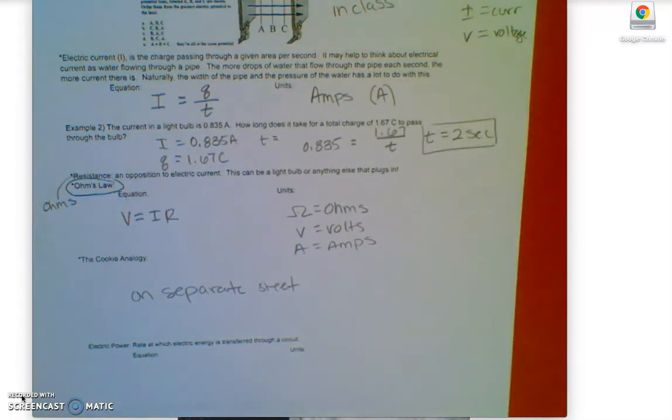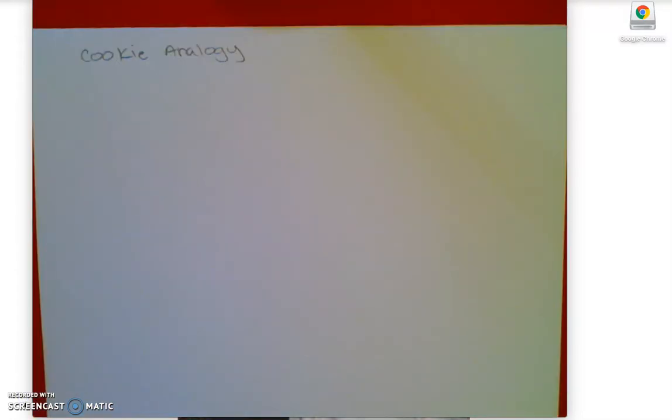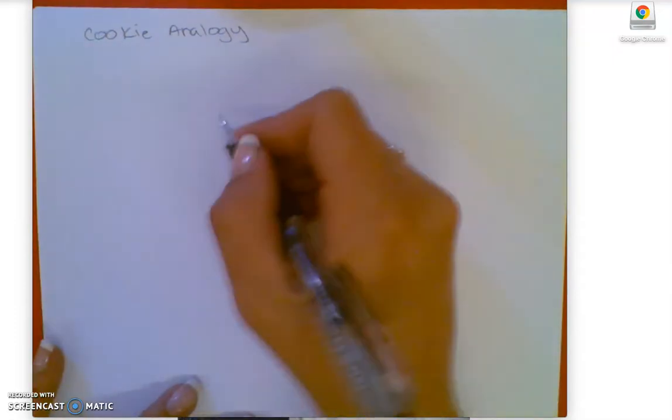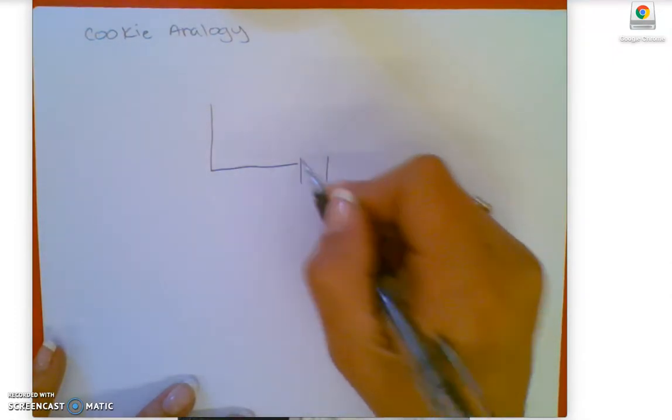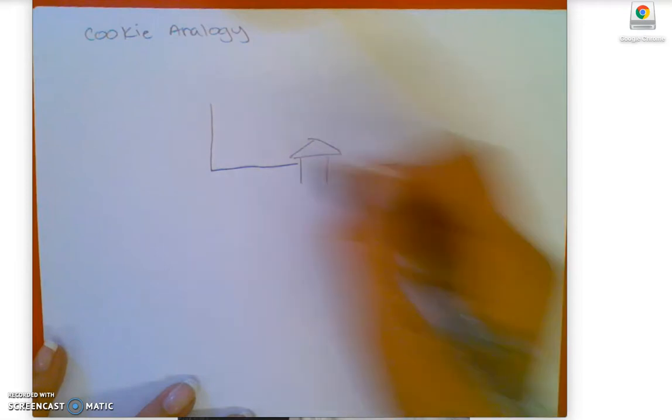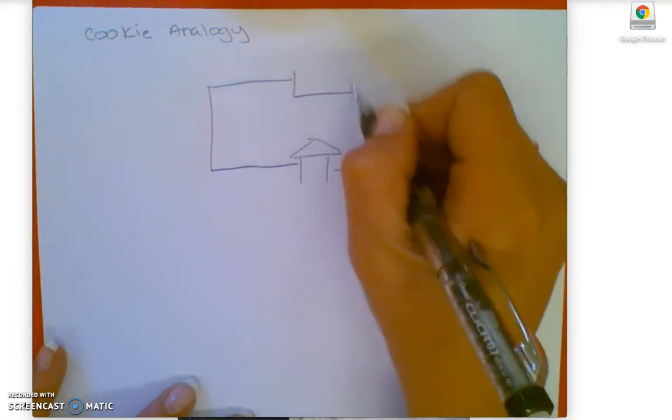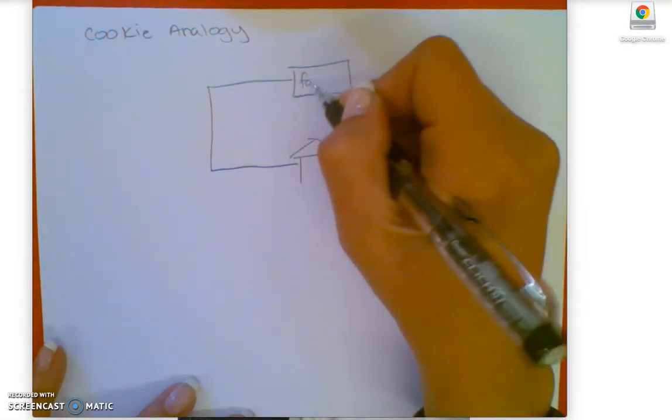So go ahead and get that separate sheet. Okay, so here's the idea. We call it the cookie analogy. Okay, so I'm going to have you draw a quick little setup of this little town. Okay, so we have a little house down here. Okay, and up here we have a cookie factory.